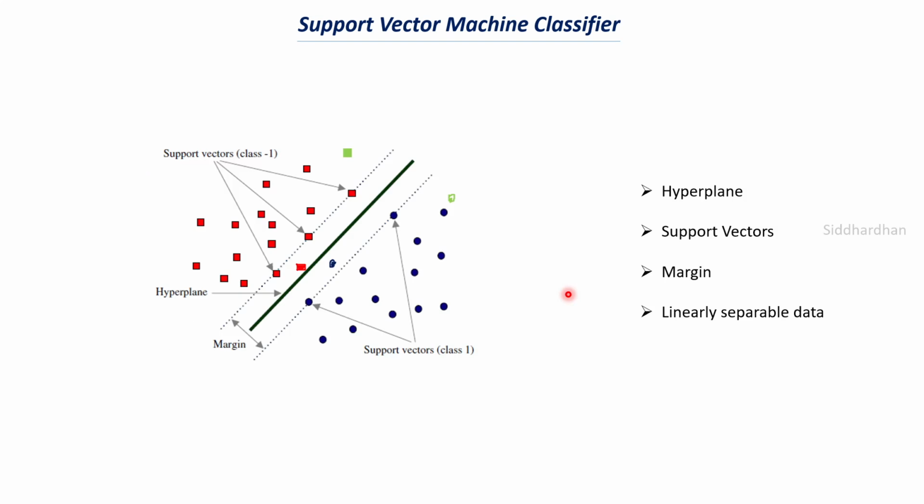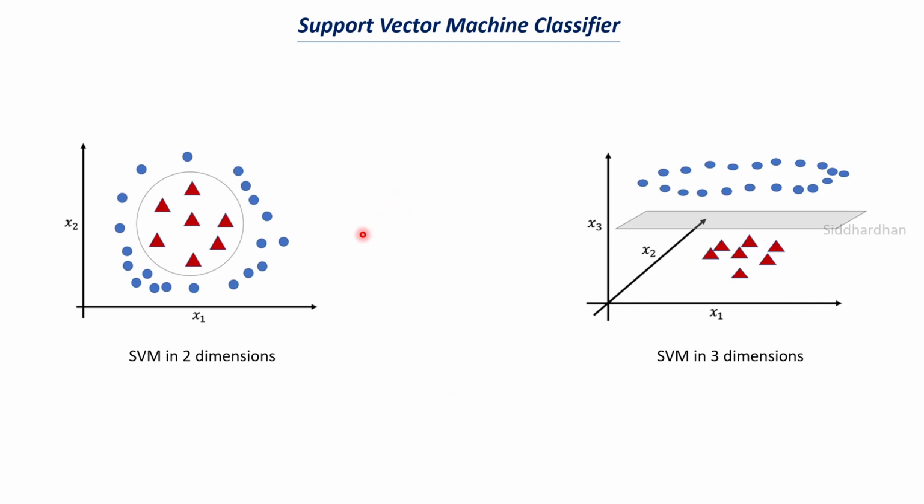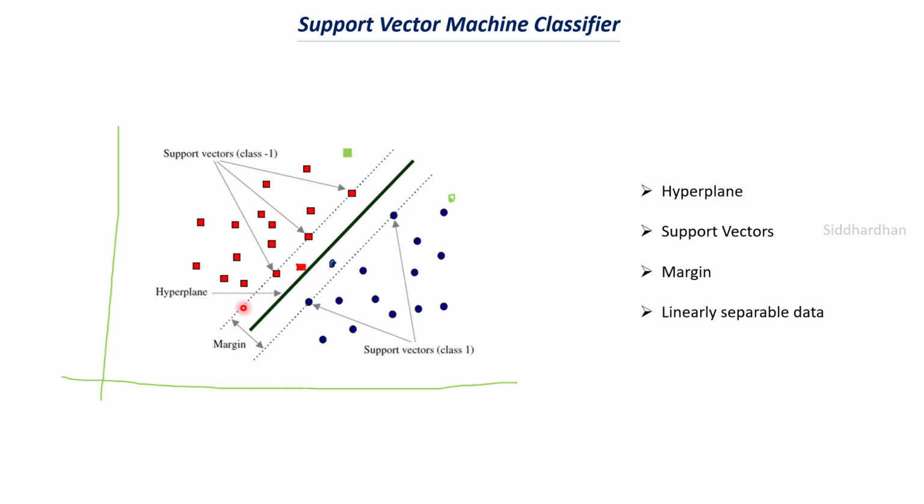If you have a two-dimensional space like this, it just has an x-axis and a y-axis. So I'll just draw the y-axis here and the x-axis here. In a two-dimensional space, you can easily draw a straight line which can separate the data points. But if it is a three-dimensional space, we need to draw a plane. If it is four or five dimensions, we have to use a hyperplane. That's what is called a hyperplane, a plane which is in multiple dimensions. Hence we generally call this line a hyperplane.